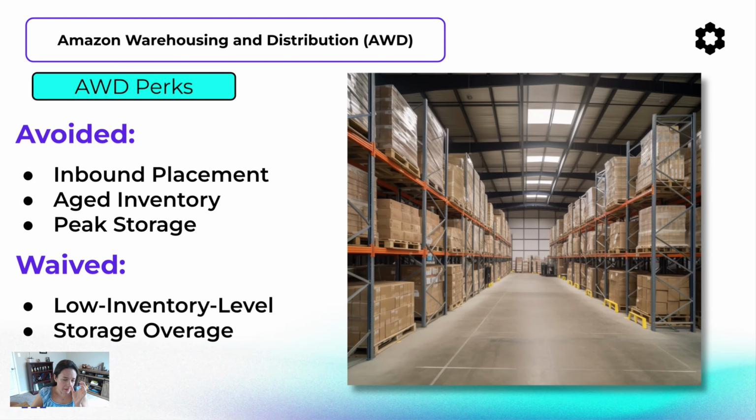Some of the perks that Amazon likes to give you as incentives to use their services: when you're sending to Amazon Warehousing and Distribution, you don't have inbound placement fees, you don't have aged inventory at AWD, and you don't have those peak storage fees. If you're using the replenishment services, you avoid the low inventory level fee, and you avoid storage overage fees.